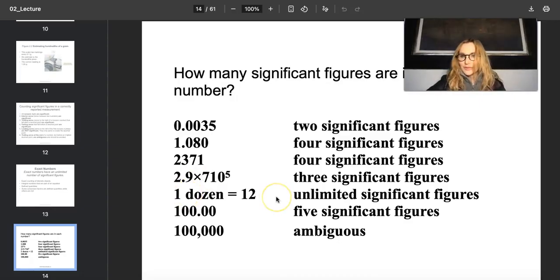1 dozen equals 12 is unlimited or infinite sig figs because it's exact. 100.00. Now if they bothered to write the decimal and zeros after it, they measured it. So there are 5 sig figs here. All of them count. And here's ambiguous. We only know 1 for sure because it's a real number. But there's no decimal place. So we don't know about those 5 zeros. They may count, they may not count. If they don't give us any indication, we say there's only 1 sig fig.